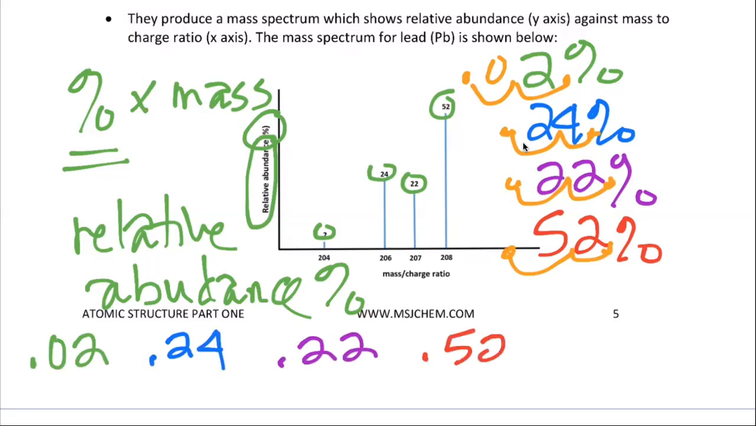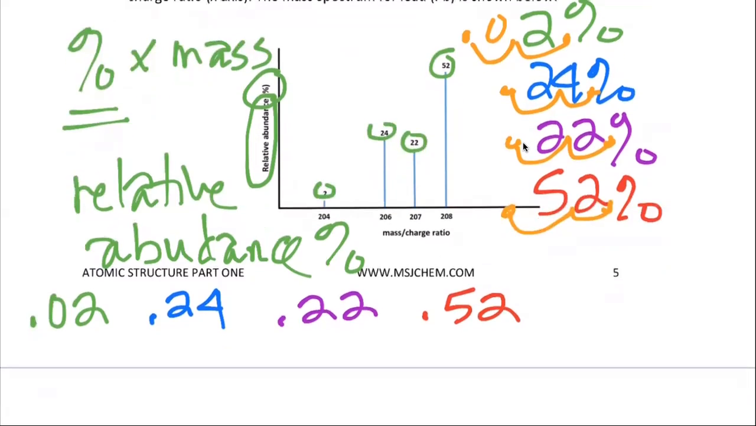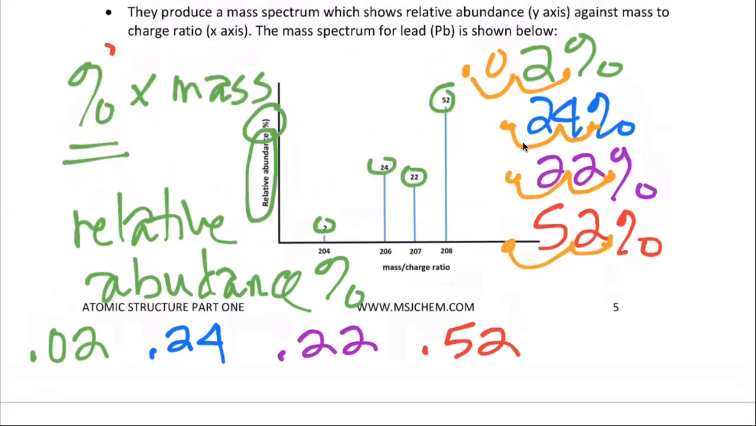It's important you remember that step, because if you don't change those percents to decimal form before you use them in the calculation, you're going to get the wrong answer. Once you've converted your percents to decimal, you follow this pattern right here. You multiply each percent times the mass for that isotope. So for the first one, the one I have here in green, the one that was 2% and is now 0.02, that went with this line.